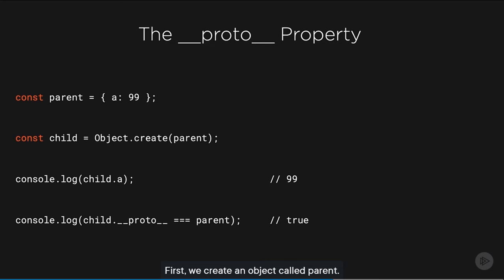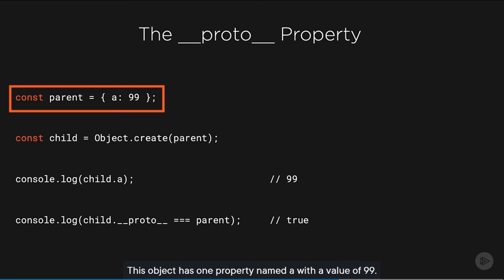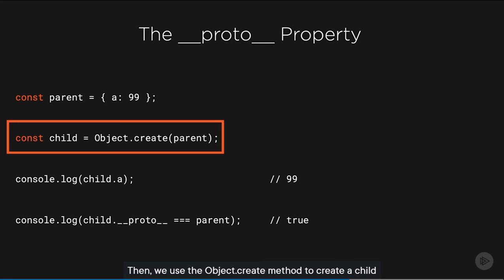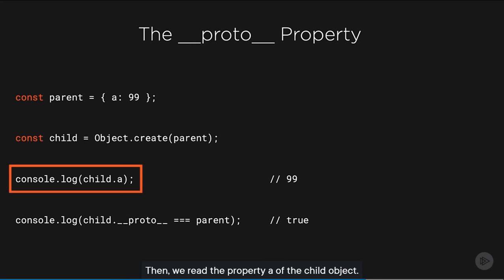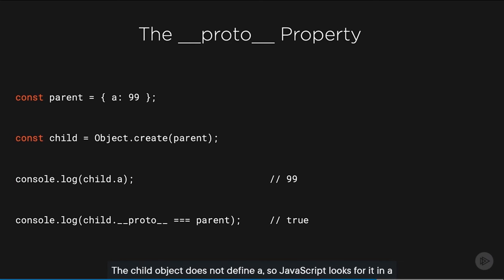First, we create an object called parent. This object has one property named A with a value 99. Then, we use the Object.create method to create a child object with parent as the prototype. Then we read the property A of the child object. The child object does not define A, so JavaScript looks for it in the prototype chain. The prototype of the child object is parent that has the property A, so reading it through the child object returns the expected value 99.